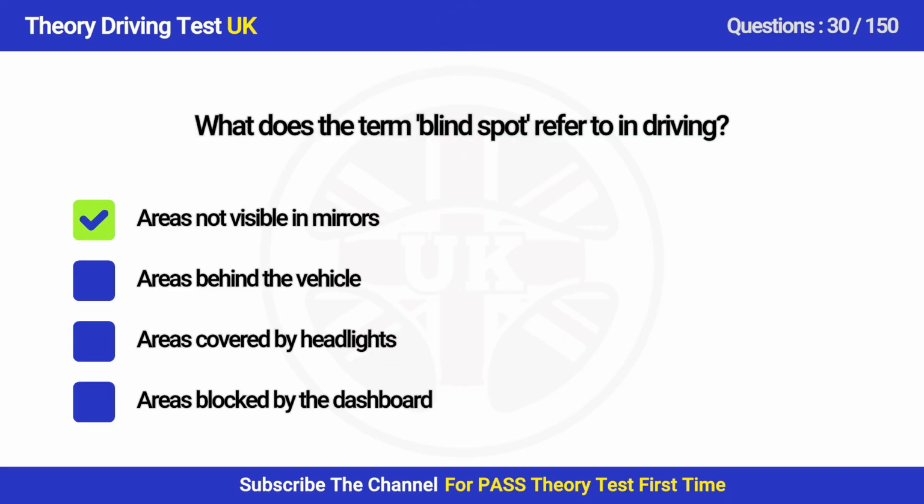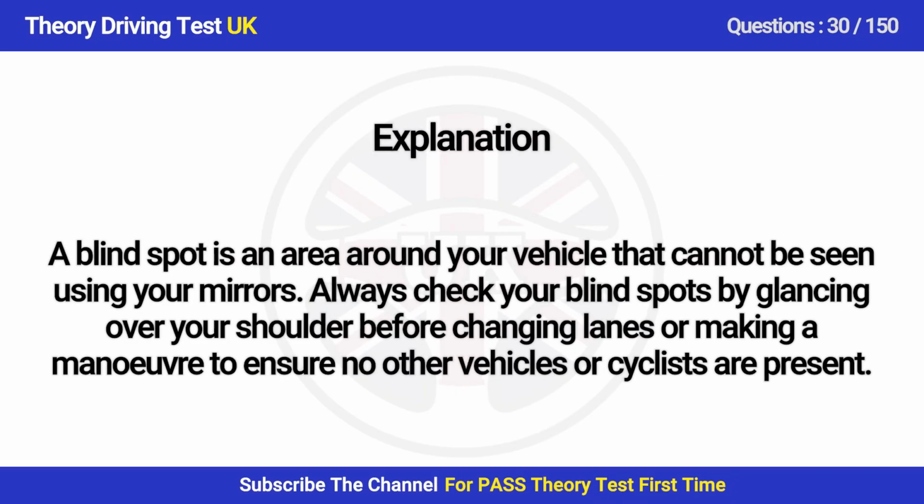Answer is A. Areas not visible in mirrors. A blind spot is an area around your vehicle that cannot be seen using your mirrors. Always check your blind spots by glancing over your shoulder before changing lanes or making a maneuver to ensure no other vehicles or cyclists are present.